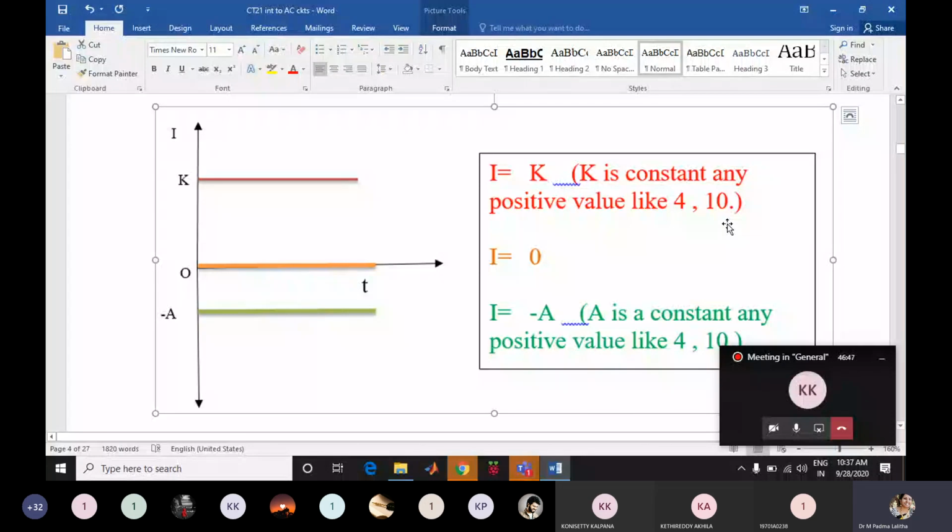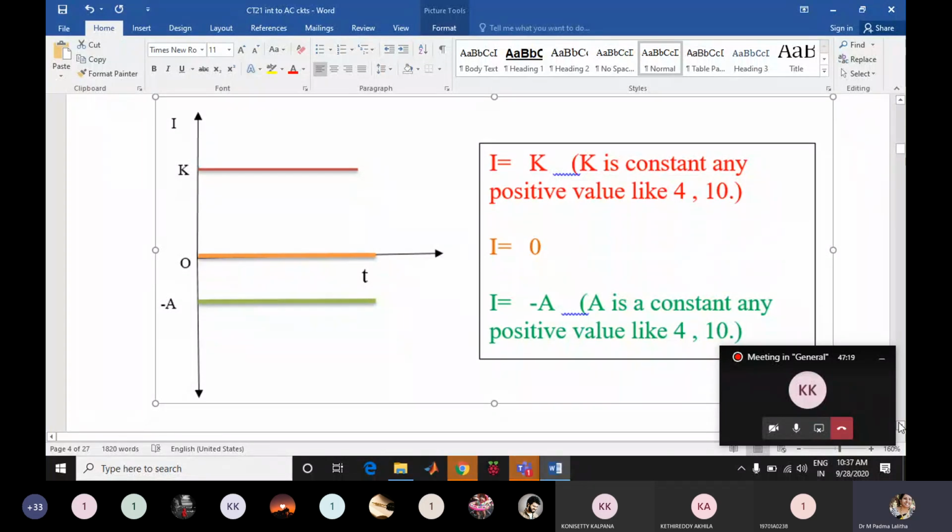If the horizontal line is on the x-axis, then it is 0. If it is below the x-axis, then it is minus a, where a is a constant like 4 or 10 volts or anything. So i is equal to minus a. There is no t in the expression, which means a horizontal line is a constant.